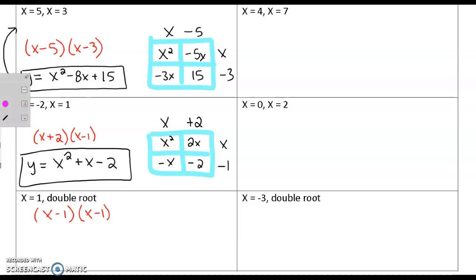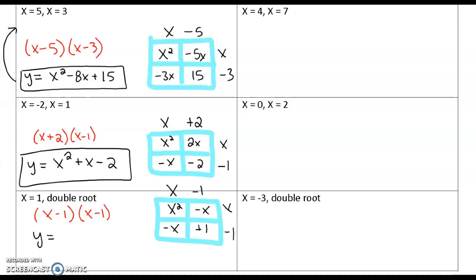So what I'm going to do again is I'm going to draw out my box here. I need to figure out what this original factor is. So we take the equation x minus 1 times x minus 1. Again, we find our respective products, and it'll look something like so. And we get that our original quadratic equation here would be x squared minus 2x plus 1.